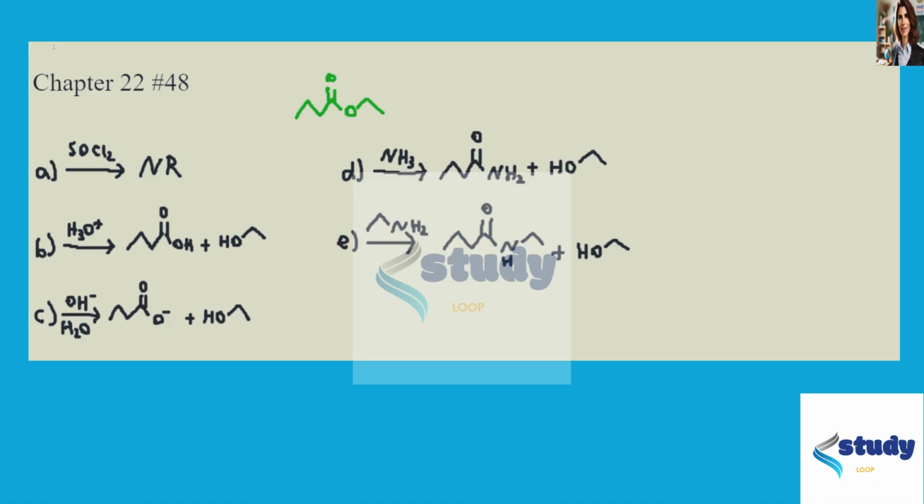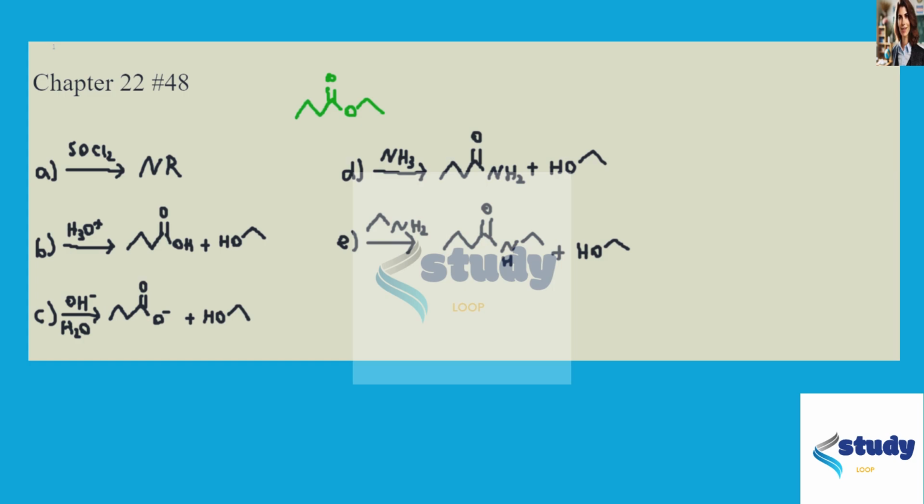This is the answer to Chapter 22, problem number 48 from the Smith Organic Chemistry textbook. This problem is asking us to treat ethyl butanoate, which is an ester, with several different reagents and to predict the products from each of these reactions. Thionyl chloride is not going to do anything to this ester, so there will be no reaction for A.